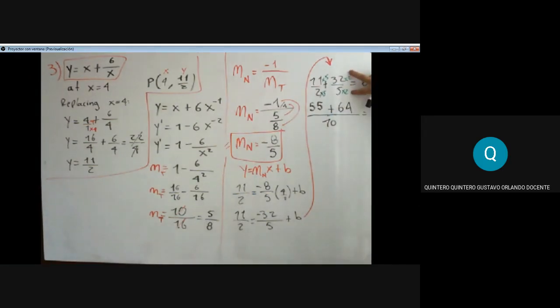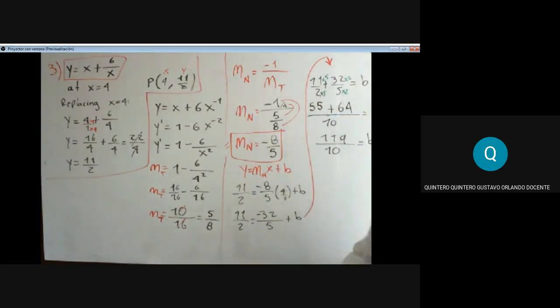Again, what I'm doing is adding these fractions, and to do so I am amplifying each fraction so that the denominator is the same. I choose to amplify so that the denominator is 10. I could multiply by something else, but I feel like 10 is easier. From here, add the values in the numerator, 55 plus 64, which is 119 over 10. This is b. I have the value of b.